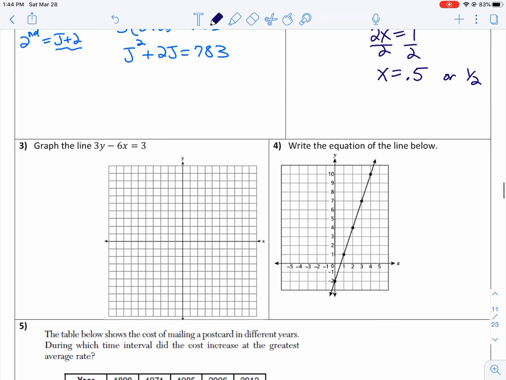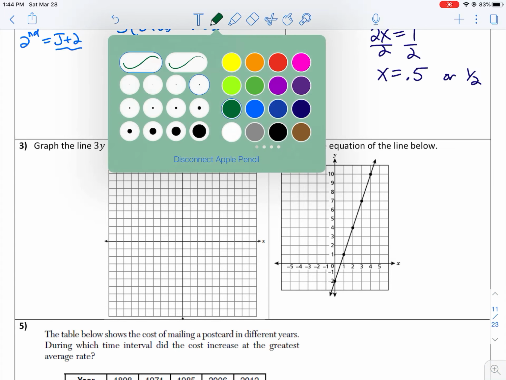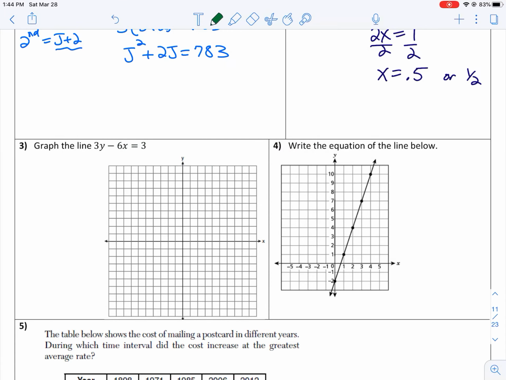Question number 3 asks us to graph this line. In order to graph the line, though, we have to have it set equal to y. So the first thing I'm going to do is add 6x to both sides. So I have 3y equals, now remember, we're trying to make it look like y equals mx plus b. So I have to put my x stuff first. So my x stuff is 6x and then plus 3. Now I'm going to divide everything by 3.